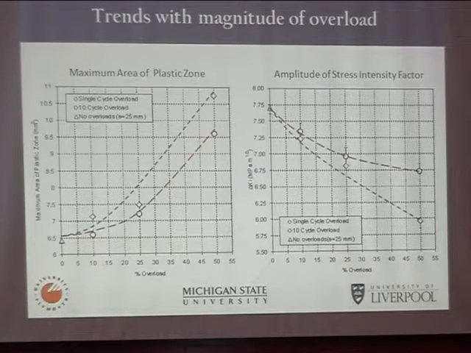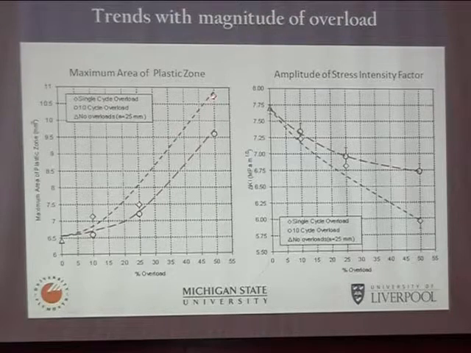So we did that for a range of overloads. What I'm plotting over here is the maximum area of the plastic zone that we measured against the percentage overload. And over on this side is delta K1 measured versus the percentage overload. And there are 2 plots in each case.